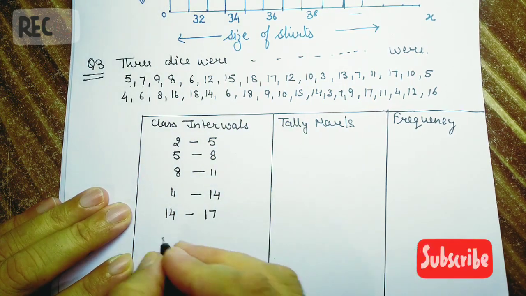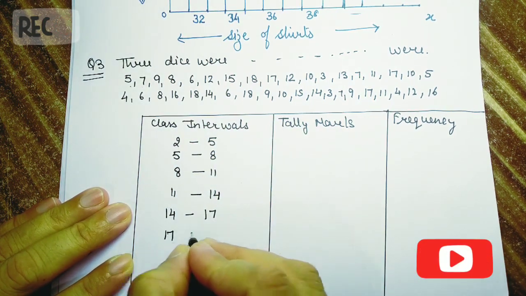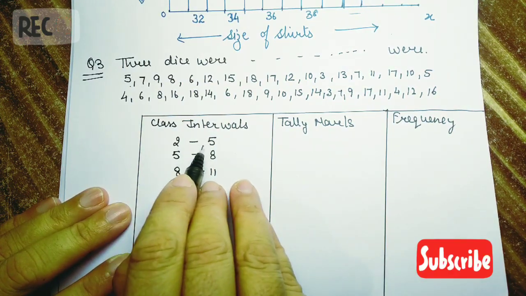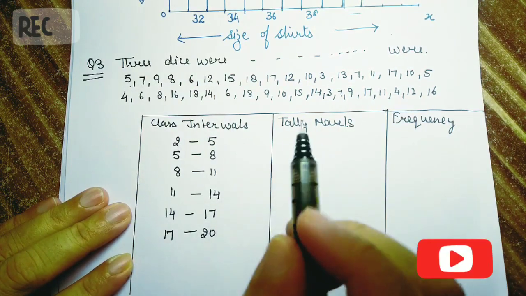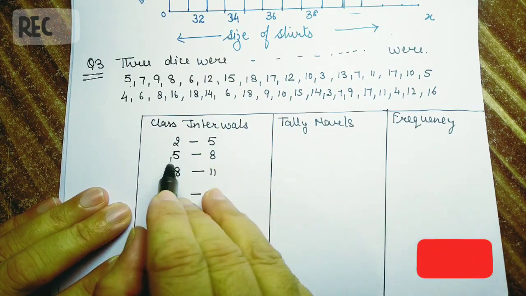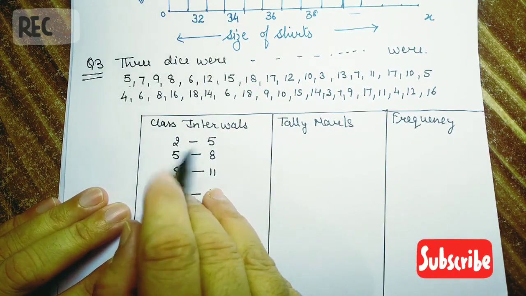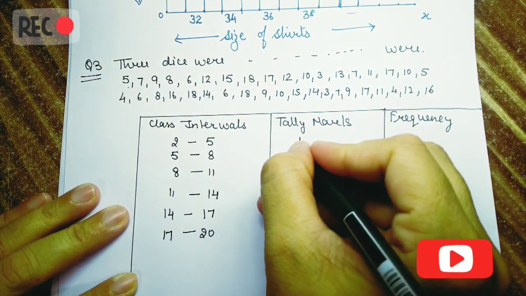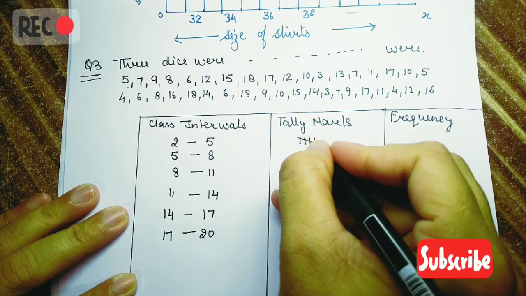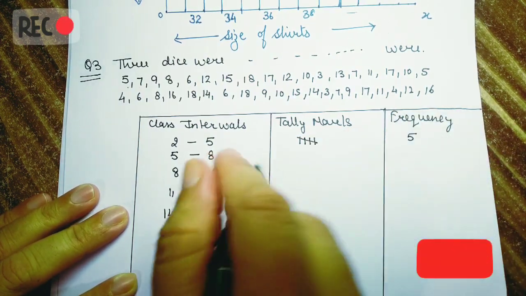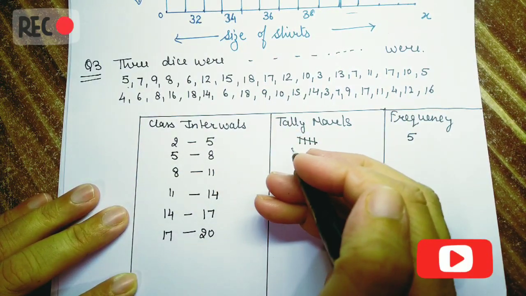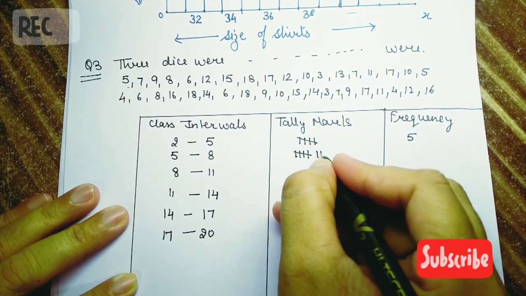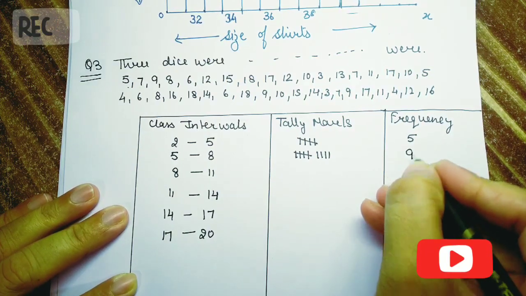Okay, so here we will take from 17 to 20, and students, we include 2 to 5 all the numbers 2, 3 and 4, because 5 will be included in the next interval. So for 2 to 5 they have given 5: 1, 2, 3, 4, 5. So here we write 5. For 5 to 8 they have given 9 numbers: 1, 2, 3, 4, 5, 6, 7, 8, 9. So here we will write 9.